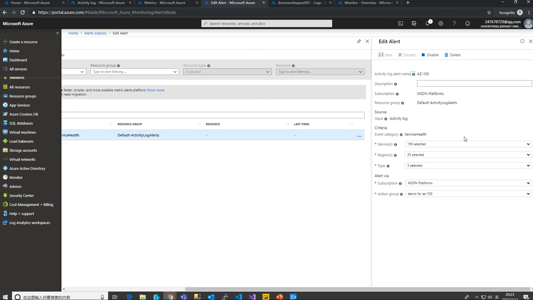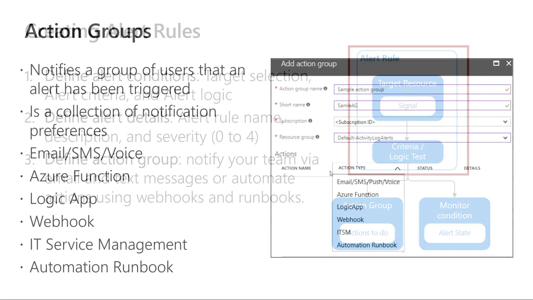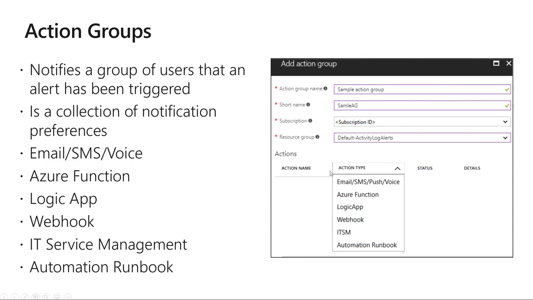Let's open this. So the action group, right? What is an action group? Let's go to the next slide. So the action group is, you know, basically it's what action to take, right? To do what? So either it's notify, email, text, push voice, or trigger alert function, logic app, webhook.